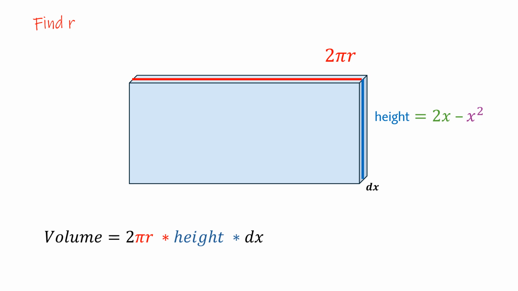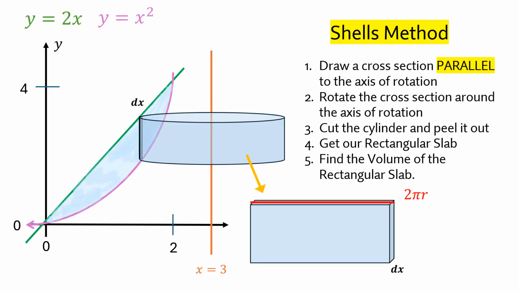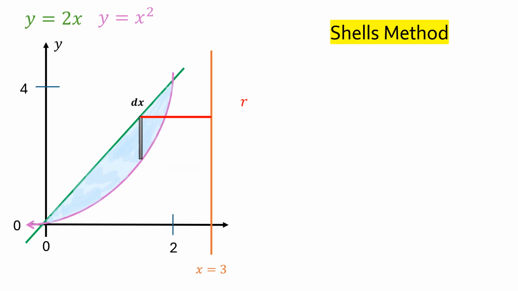And so now we need to find that radius. So here's 2 pi r on our rectangular slab. And we know from part 2 of the series that that corresponds to the circumference here on the cylinder. And our radius is right here. It's the radius of the circle on top of our cylinder. And so let's clean up and zoom in.